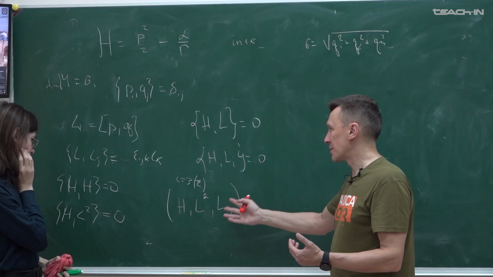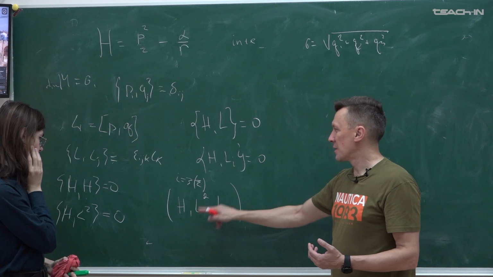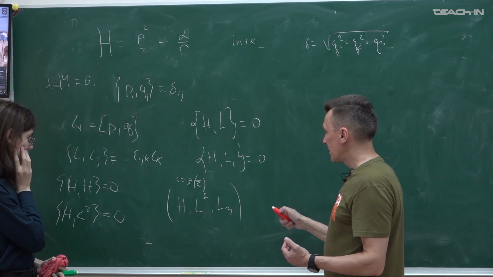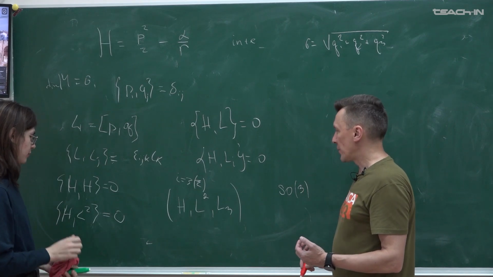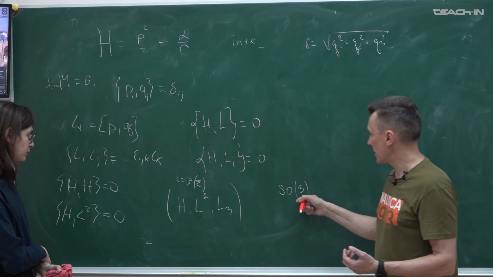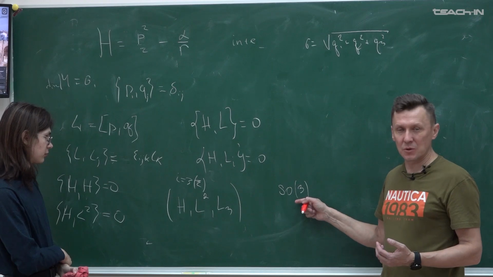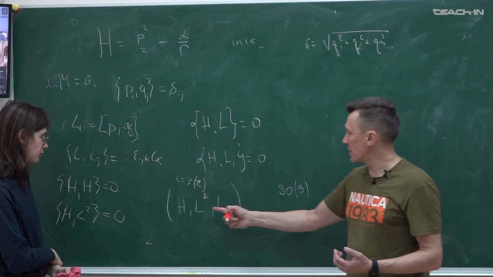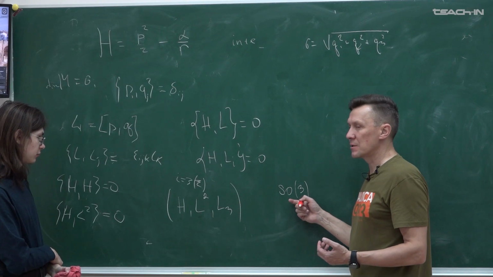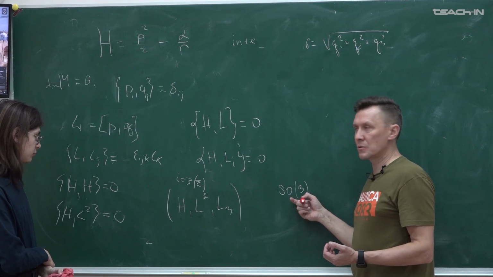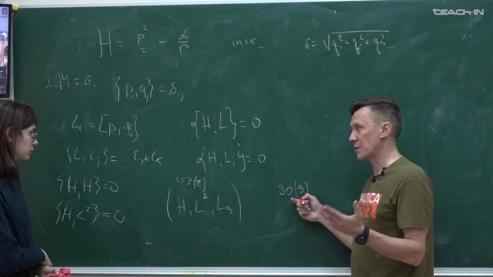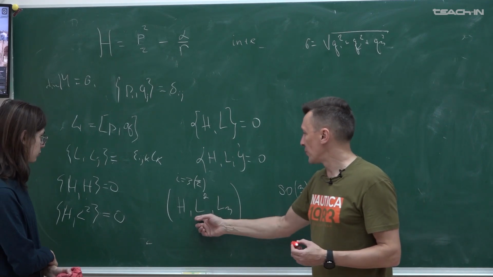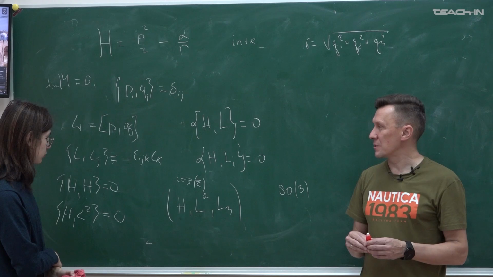So we have already calculated that this element lies in the center of the Lie algebra SO3. You see, these generators produce the Lie algebra SO3, and this element is a central element here. Do you know the geometric description, the geometric motivation, why this is the central element?